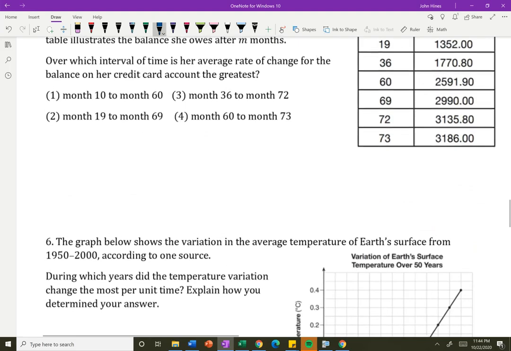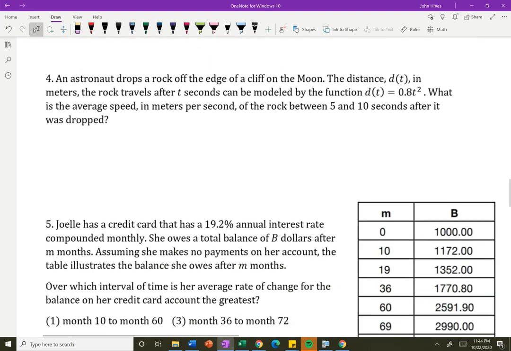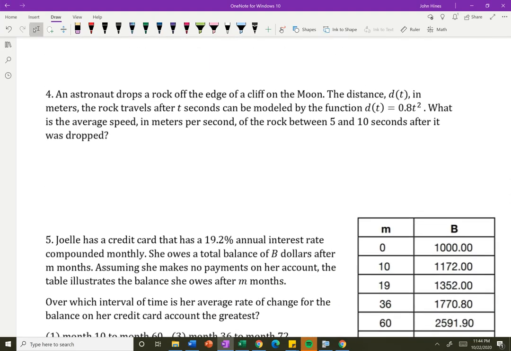I will do 2 more and then we'll call it a day. How's that sound? An astronaut drops a rock off the edge of the moon. Here's the function. What is the average speed? Well, average speed isn't going to trick me because that's really a rate of change. They were asking me to find the slope here, the rate of change.